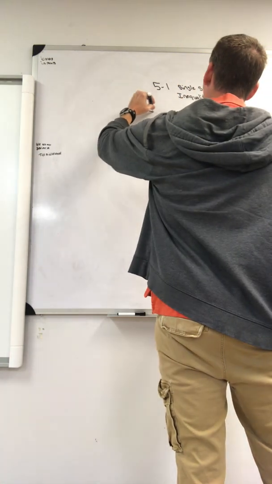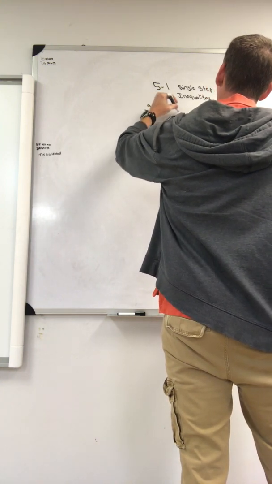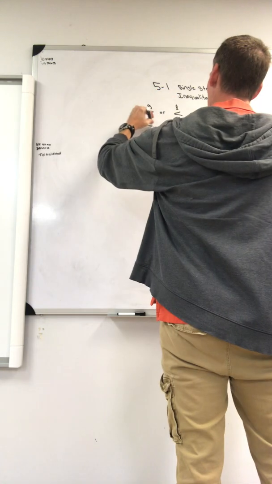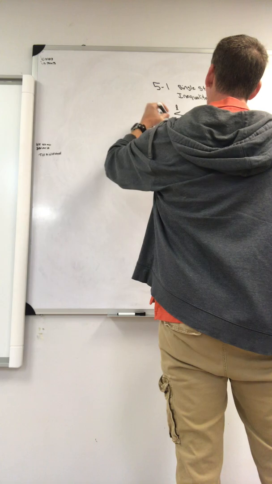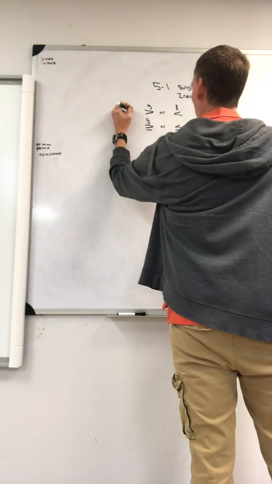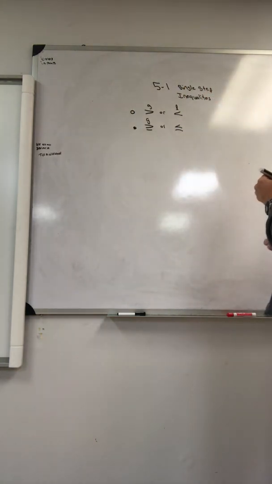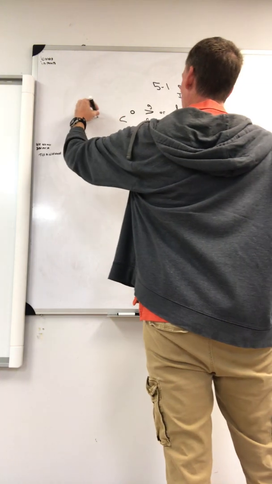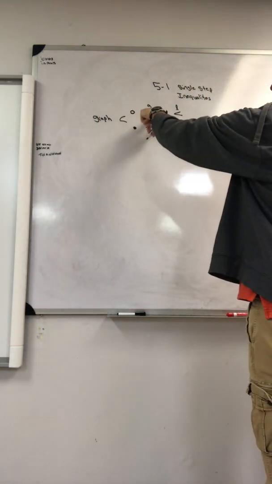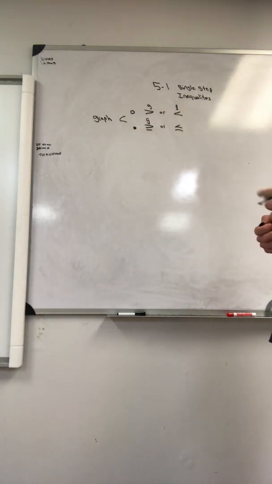Okay, and they're going to have the greater than or less than symbol, or it can be greater than or equal to, or less than or equal to. Now for graphing, it's going to have an open dot and a closed dot. The open dot is for greater than or less than, the closed dot is for greater than or equal to, or less than or equal to. So keep that in mind.